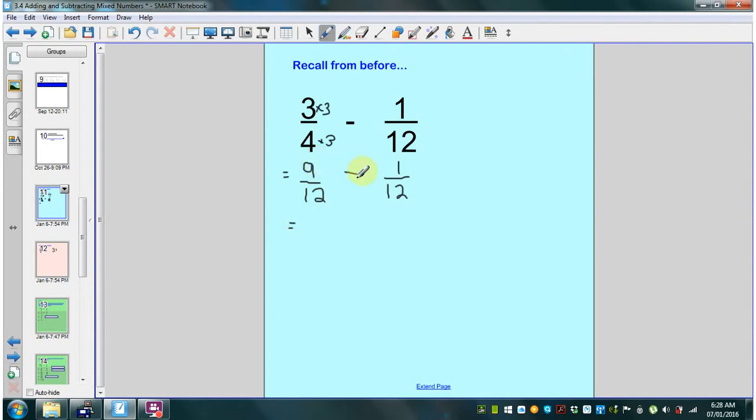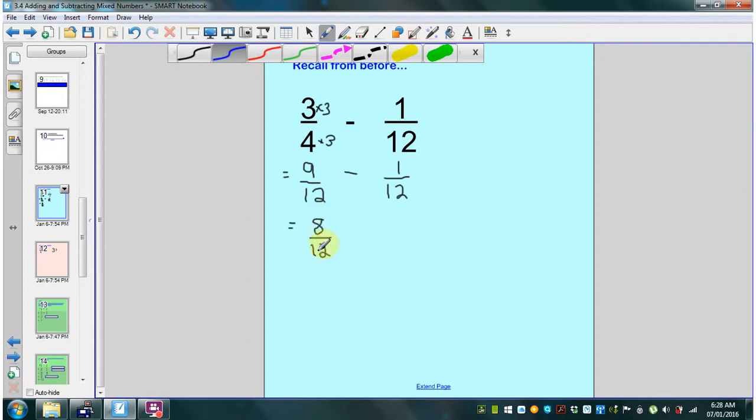We go top minus top, so 9 minus 1 is 8. And when we're adding or subtracting, we always keep our denominator. So 8 over 12. Then, if possible, can we simplify? Simplifying is dividing the top and the bottom by the same number.